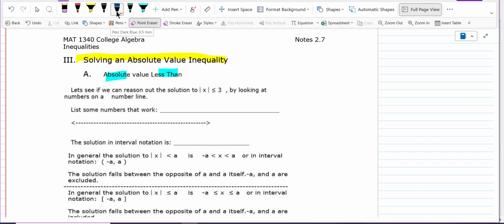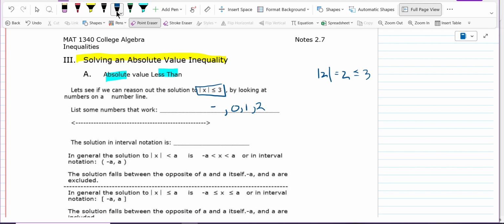Let's see if we can reason out the solution to the absolute value of x less than or equal to 3 just by looking at numbers on the number line. We're just going to think about some numbers at work. Well, obviously, the absolute value of 2 is equal to 2, so that's less than or equal to 3. That's pretty obvious. And then 1 would work, and 0 would work.